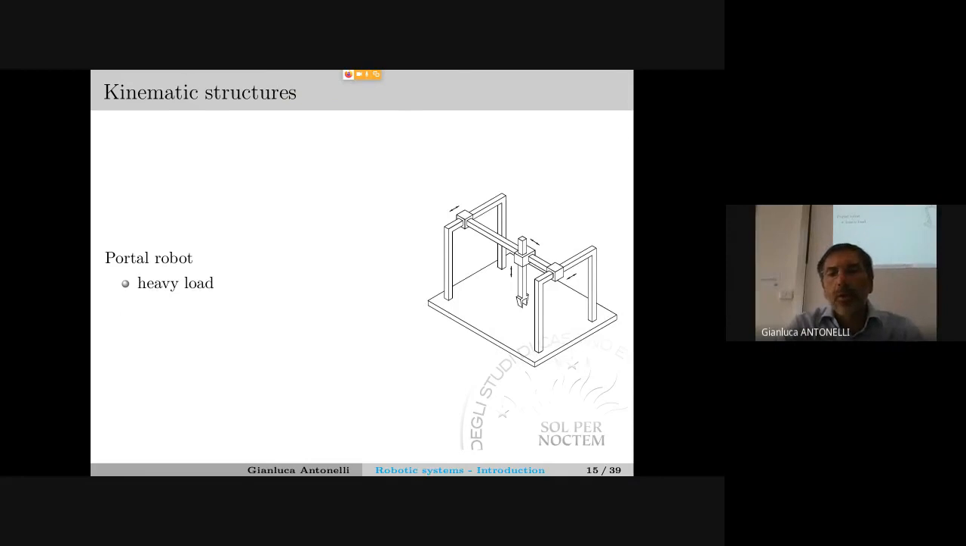This is the so-called portal robot, and it is used when you really have a heavy load. In this case, the mechanical structure is designed in order to lift very heavy weight. We are not going to study mechanical design of robots, okay? But let us discuss in an intuitive way about it when it comes into the discussion.